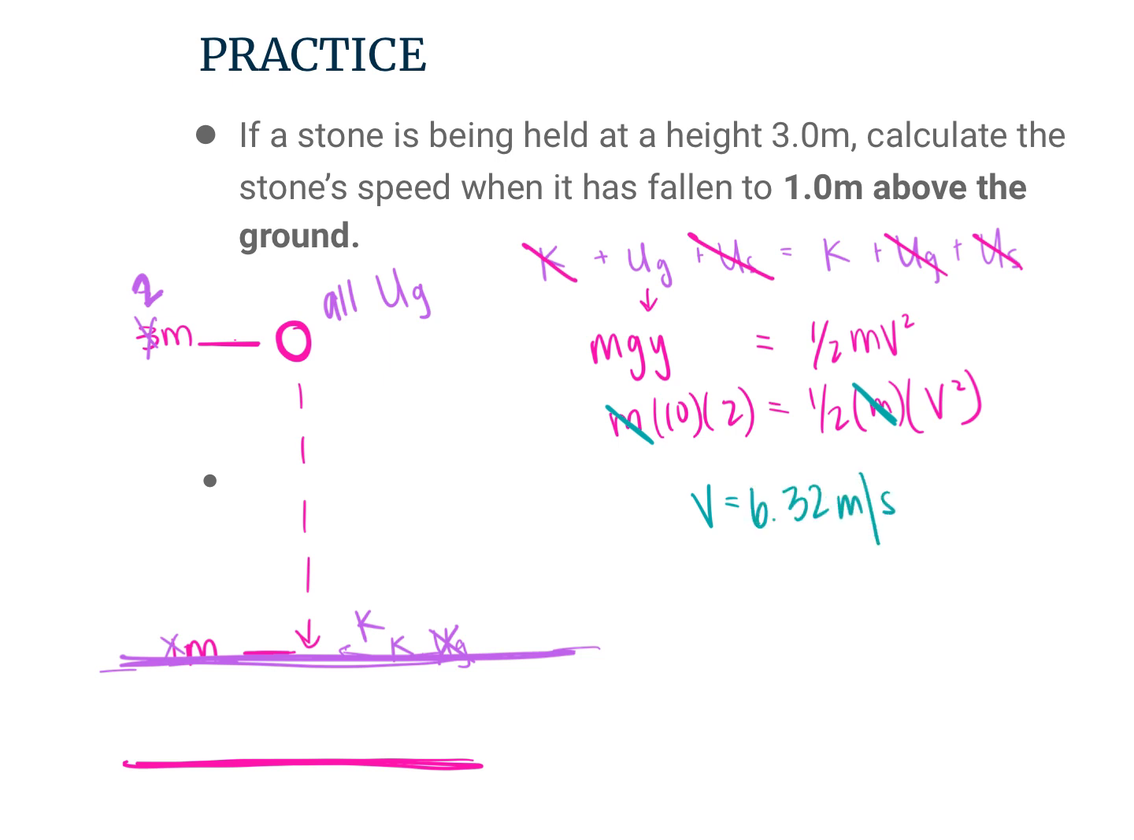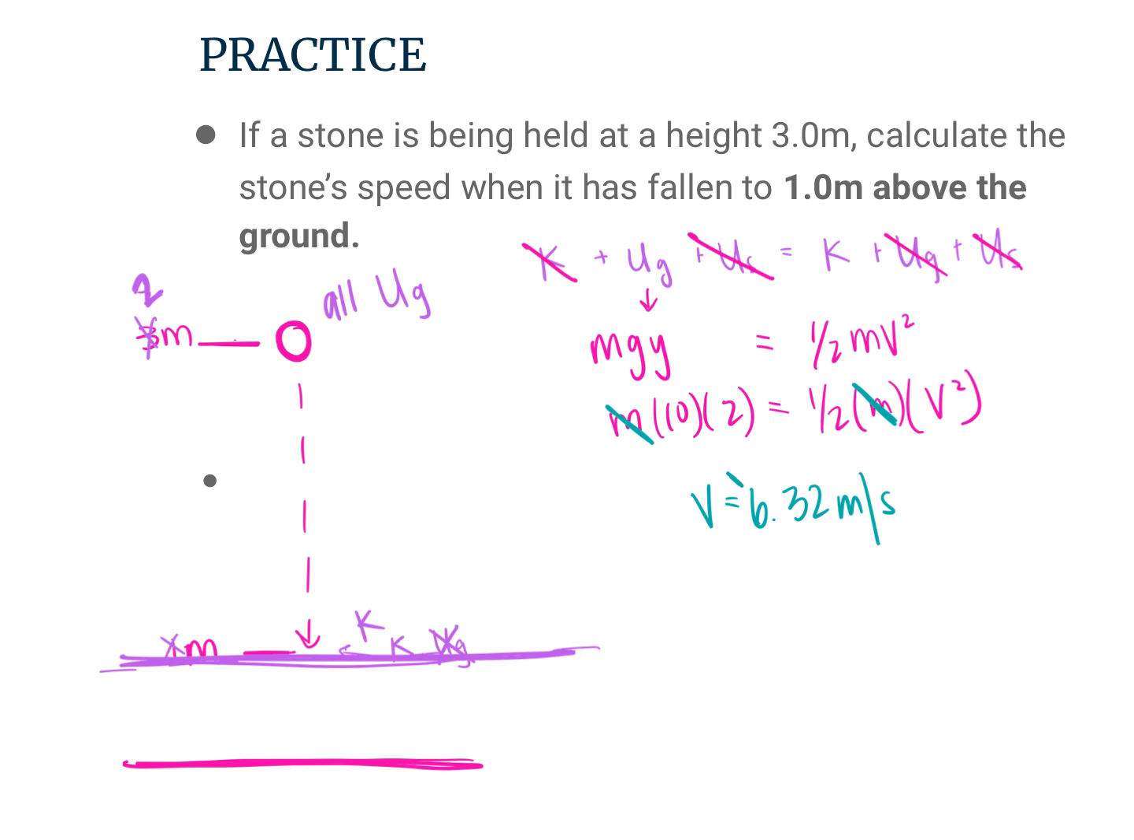6.32 meters per second. Now, would that velocity be positive or negative? Negative, because it's falling downward. It's in free fall. So I need to tack a negative on the front of there. Negative 6.32 meters per second.